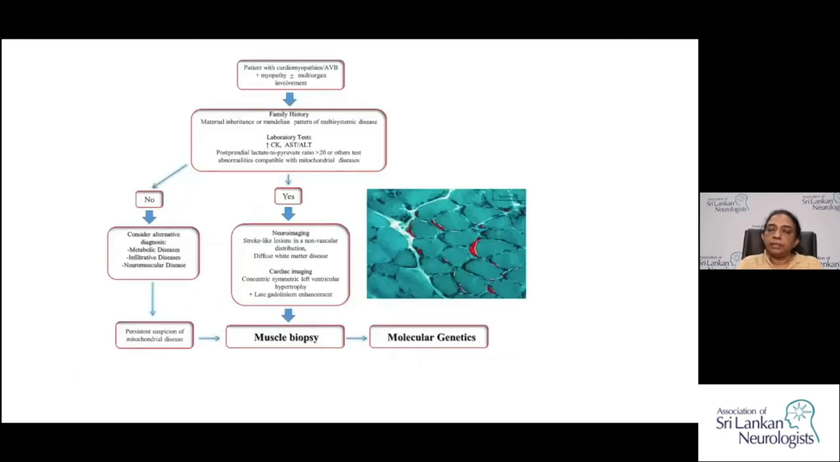And there are certain disorders that we deal with, like MERRF and MELAS. Those are the common mitochondrial disorders that we know. So this is a picture of a muscle biopsy with ragged red fibers that I've shown here. So molecular genetics also plays a role, where mitochondrial genetics are done. And then, of course, this is helped by the serum lactates and CK levels and liver function tests and all that initially, to come to this level of diagnosis.